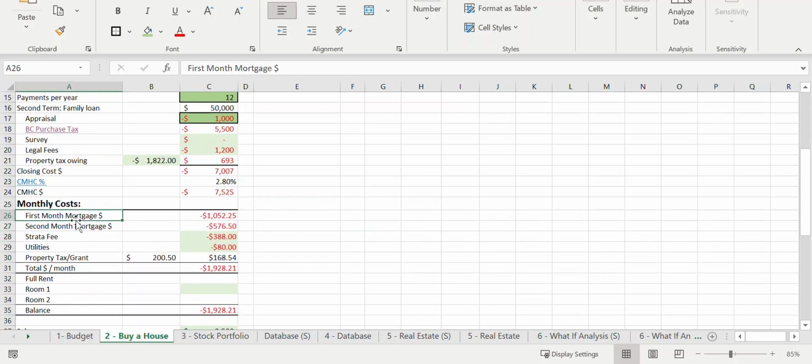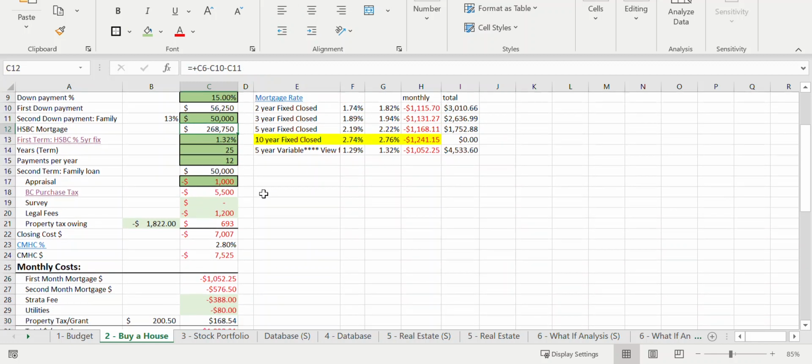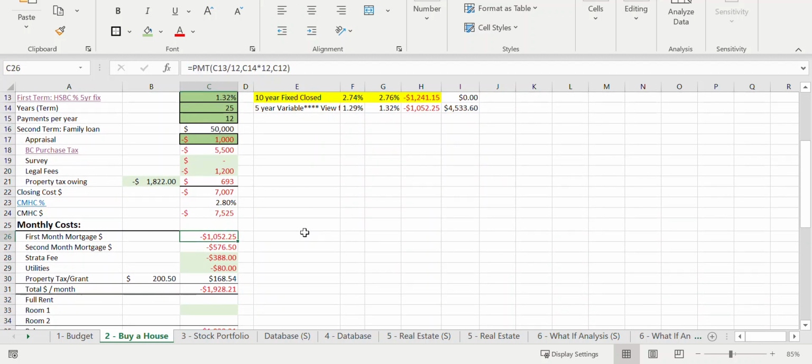So we've got the first mortgage, which is calculated based on how much we're going to take out from the bank, what the interest rate is, what the term is, and also our frequency of payment per year. So how do we calculate our monthly mortgage? Well, our monthly mortgage is calculated by using a built-in function.